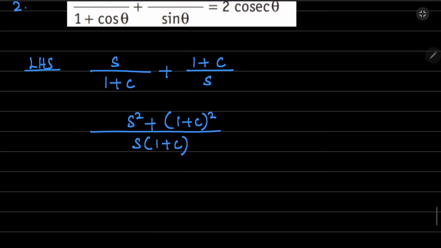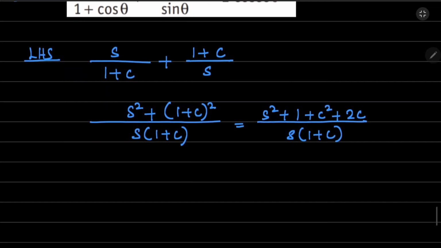Expand it using a plus b the whole square. So what do you get? Sine square plus 1, a square plus b square, cos square, plus 2ab, so 2 cos, whole divided by sine into 1 plus cos. What you have to see here is, now let us simplify. What is sine square plus cos square? It is 1. We know that sine square theta plus cos square theta is 1.